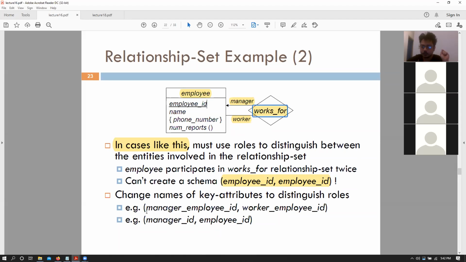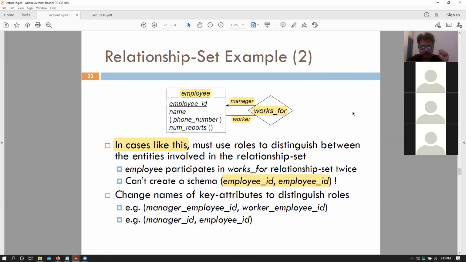Given that we distinguish between two different IDs, that is manager ID and worker ID, is worker ID going to be the primary key or manager ID going to be the primary key for the relationship that is works for? Yogi, you said worker. Why? You are correct. I mean, Yogi is, so guys, is Yogi correct? So Yogi says that a worker ID would be the primary key for the works for relationship.